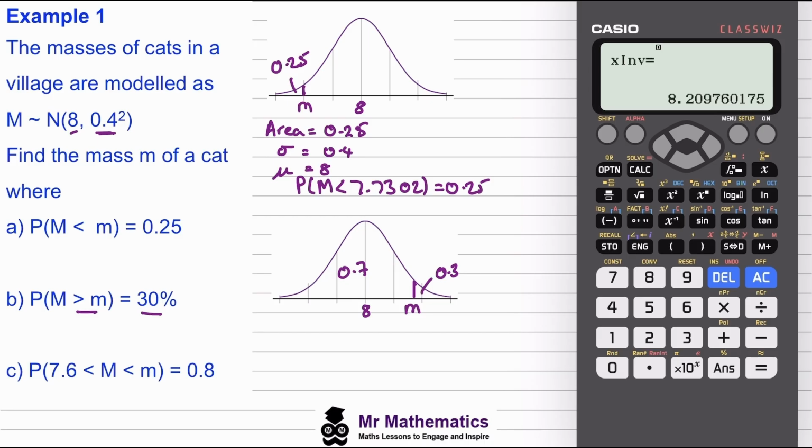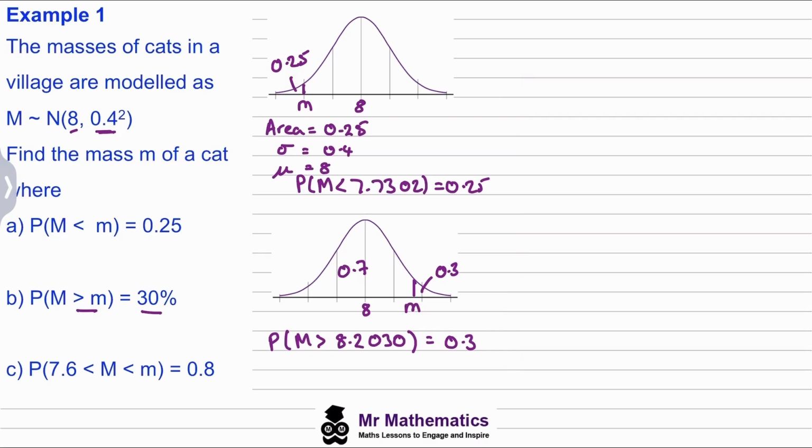So we know the probability of a random variable being greater than the observed value, which is now 8.2030 to 4 decimal places, will be equal to 0.3 or 30%.